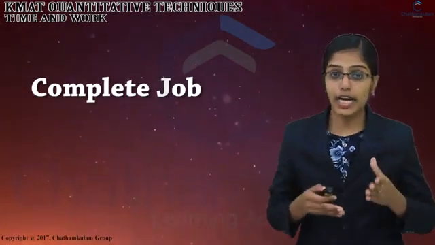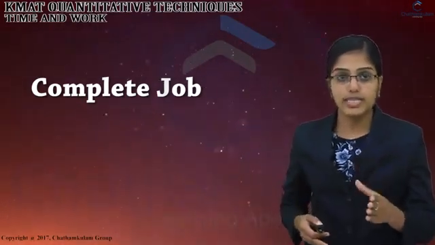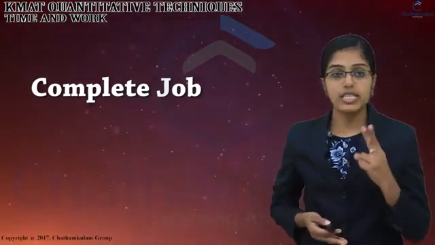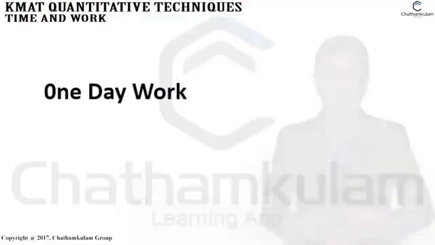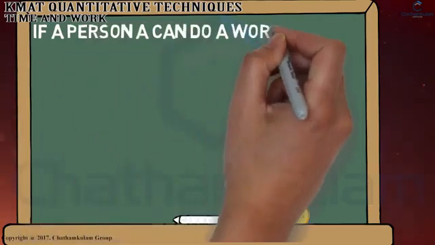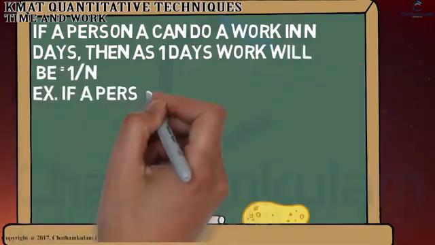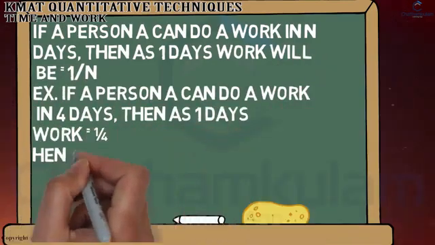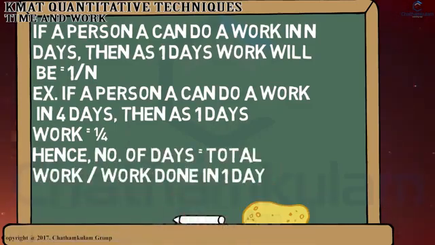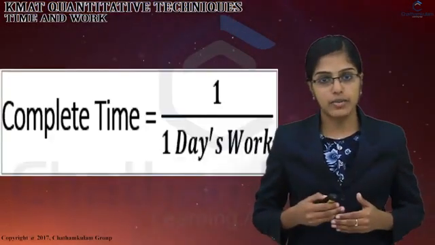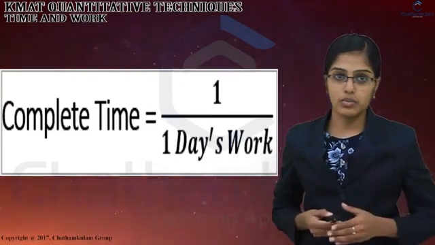Our first concept is the complete job. The total amount of a complete job is equal to 1, always, unless otherwise specified. The next concept is 1 day's work. If a person A can do a work in n days, then A's 1 day's work will be 1 by n. For example, if a person A can do a work in 4 days, then A's 1 day's work is equal to 1 by 4. Hence, number of days is equal to total work divided by work done in 1 day. So there is an equation: complete time is equal to 1 divided by 1 day's work.